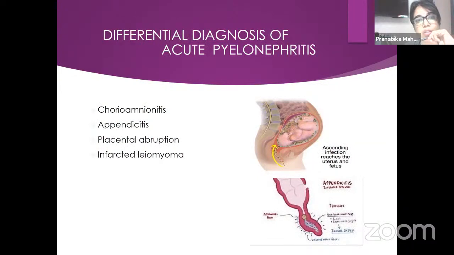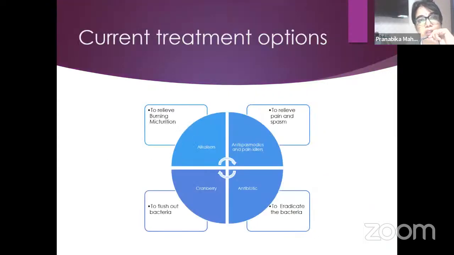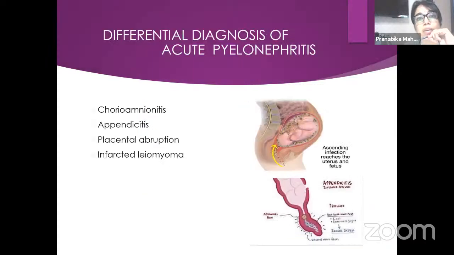Differential diagnosis can be chorioamnionitis. Here, what we do is we take a high vaginal swab for culture and we check whether the organism is in the urine or in the vaginal canal. Then appendicitis.